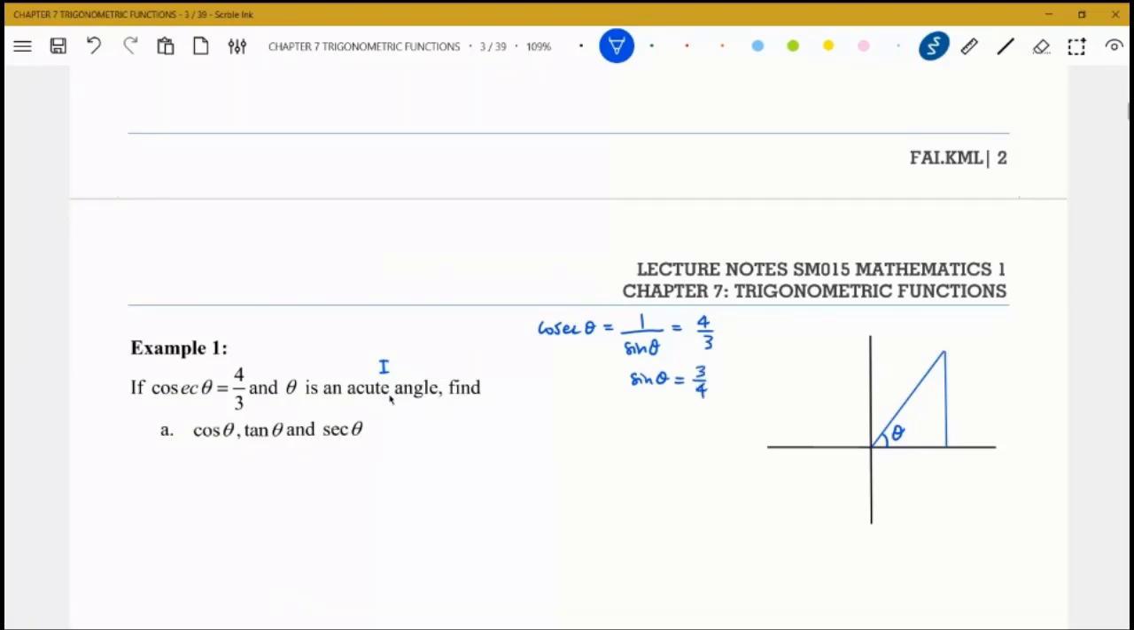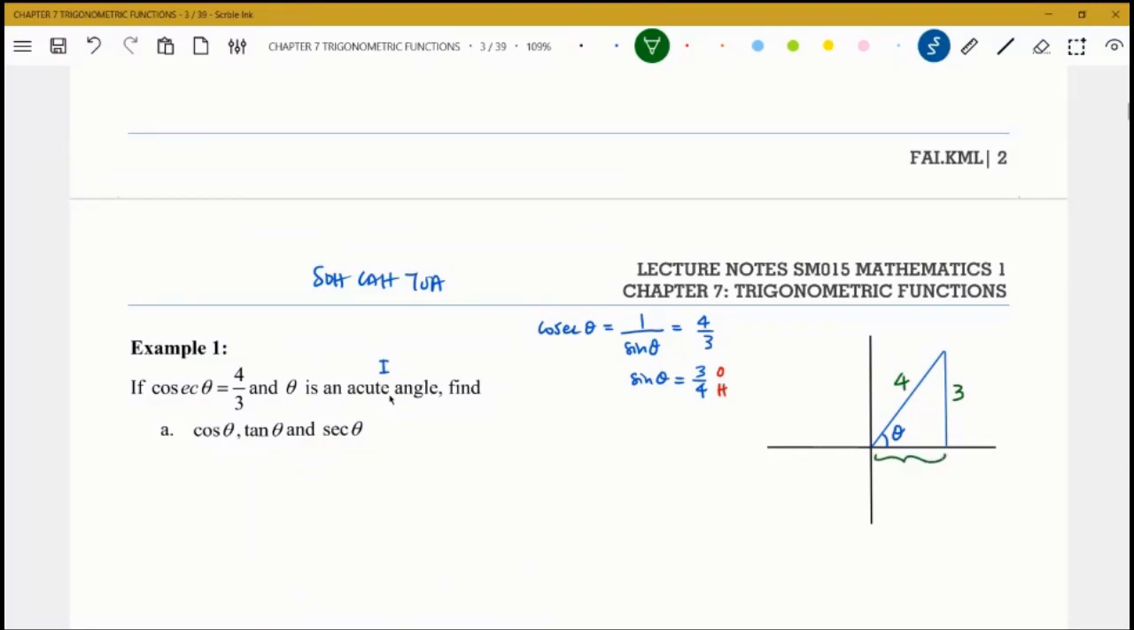And we know that SOHCAHTOA. So sine is opposite over hypotenuse. Opposite of theta is 3, and then hypotenuse of theta is 4. So you still need to find this length ataupun this side.